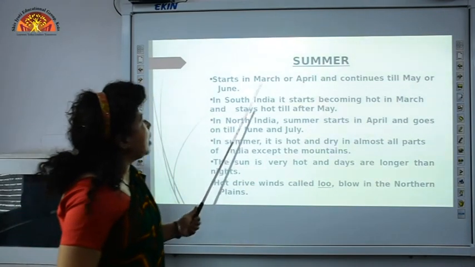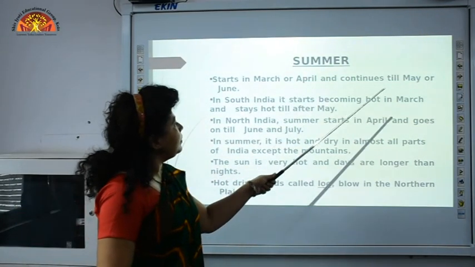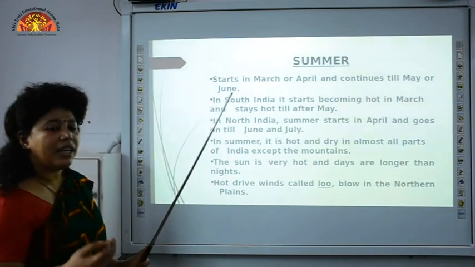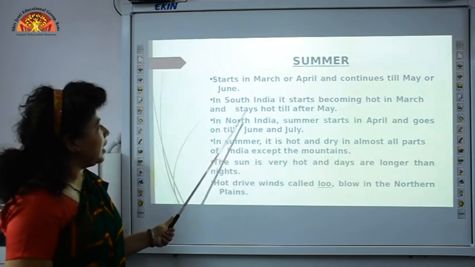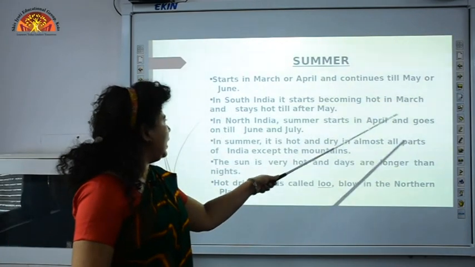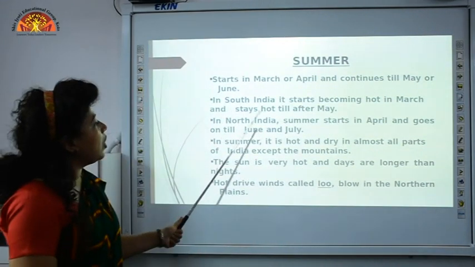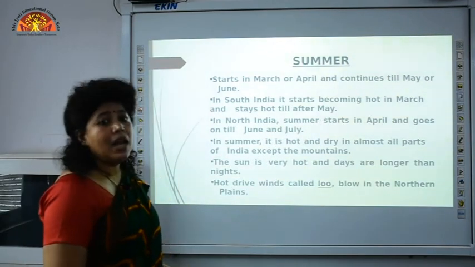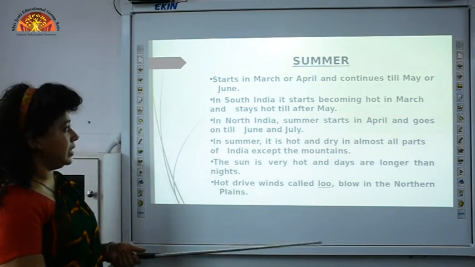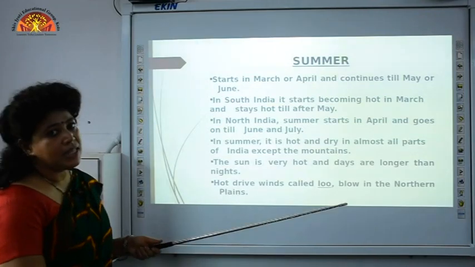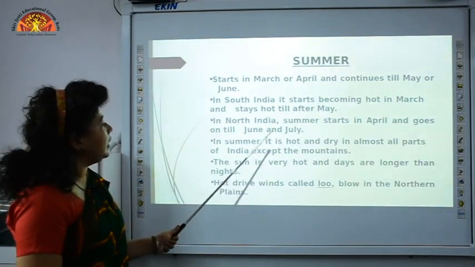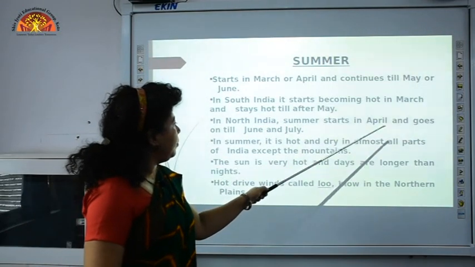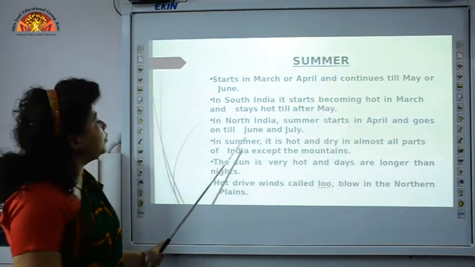Summer starts in March or April and continues till May or June. Throughout India थोड़ी बहुत वेरिएशन रहती है. Like in South India, it starts becoming hot in March and stays hot till after May. मतलब मार्च से शुरू होती है समर सीजन और मई के बाद तक चलती है समर सीजन साउथ इंडिया में. In North India, summer starts in April and goes on till June and July.